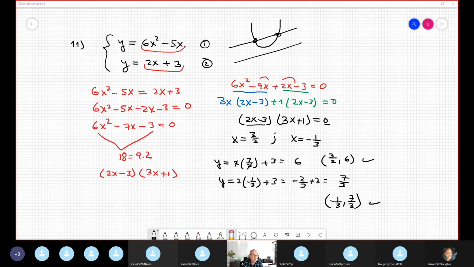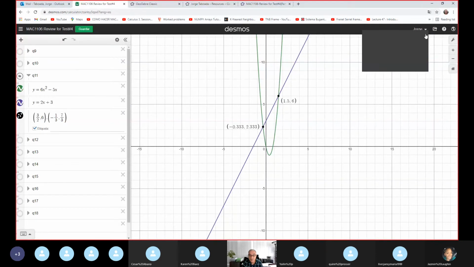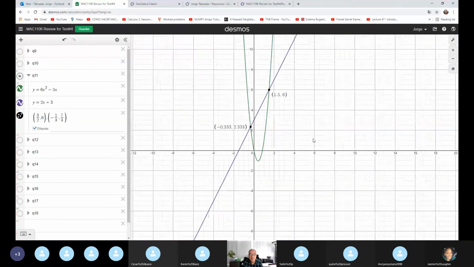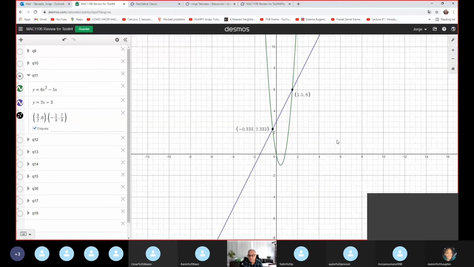Okay. This is question 11. Boom. Equation 11. Let me share screen to Desmos now. Switching to Desmos. You see that? Okay. Look at the solution. 2 points. Here. 3/2, 6. 1.5 in decimal. Super.